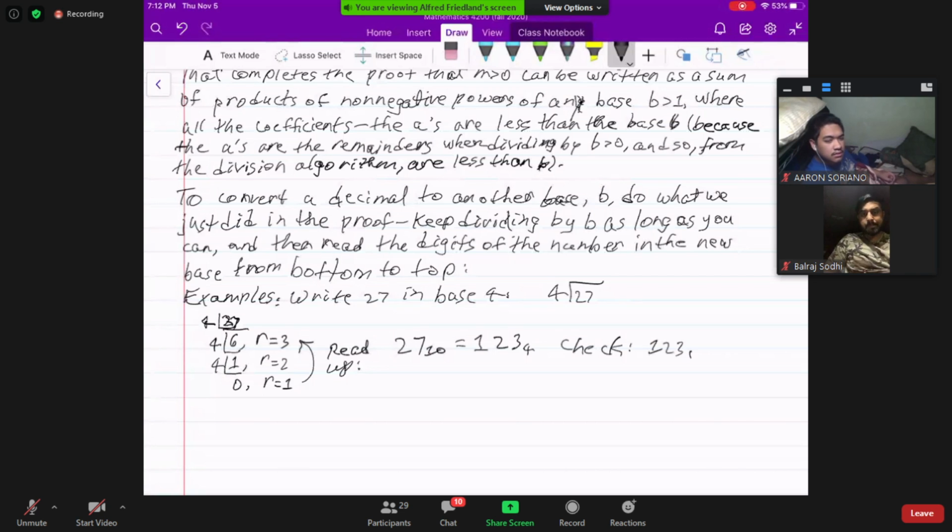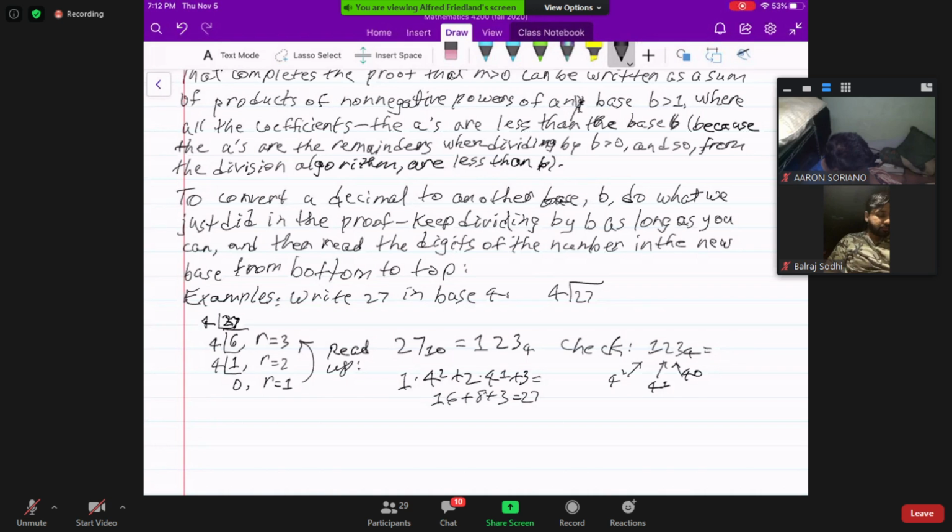1, 2, 3, base 4. So this tells the number of 4 to the zeros. This tells the number of 4 to the ones. This tells the number of 4 to the twos. So 1, 2, 3, base 4 is 1 times 4 to the 2 plus 2 times 4 to the 1 plus 3 times 4 to the zeroth, which indeed is 16 plus 8 plus 3, which is 27.